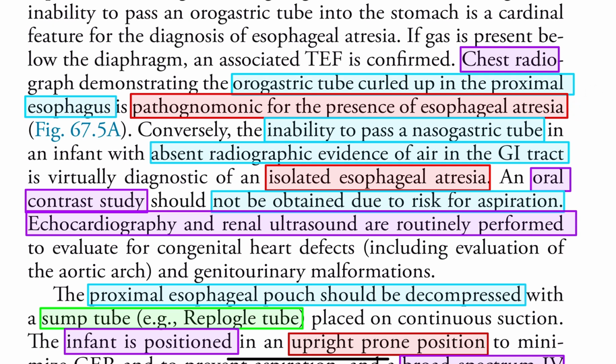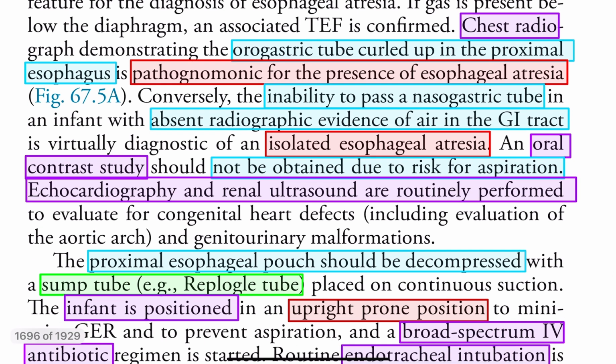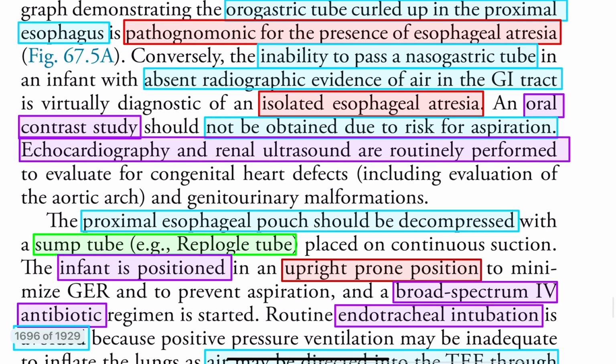Inability to pass a nasogastric tube in an infant with absent radiographic evidence of air in the GI tract is virtually diagnostic of isolated esophageal atresia. An oral contrast study should not be obtained due to risk of aspiration. You also do echocardiography and renal ultrasound to exclude other congenital anomalies.